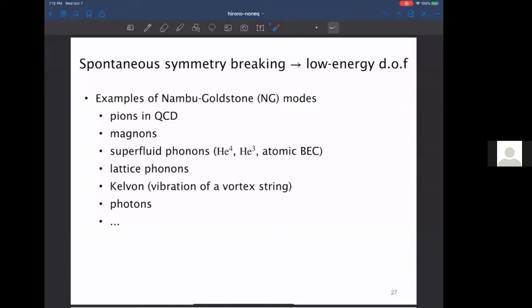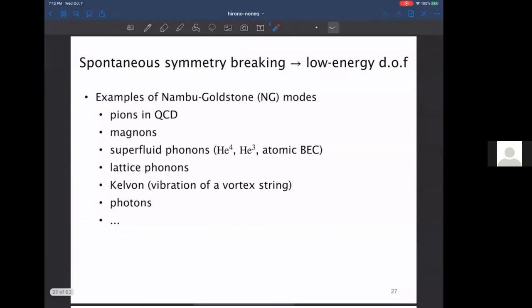We can also have lattice phonons when atoms form a lattice like this. And there's something called a kelvon, which is basically the vibration of a vortex string, propagating along the vortex. We can regard those as massless modes associated with the breaking of a space-time symmetry, because in the case of lattice phonons, the continuous translational symmetry is broken to a discrete one. And now photons are regarded as a Nambu-Goldstone mode associated with the breaking of higher-form symmetries.